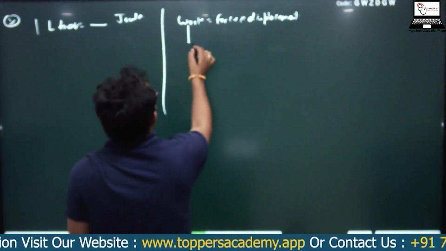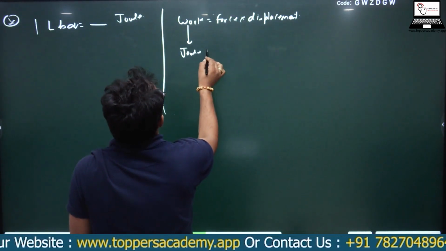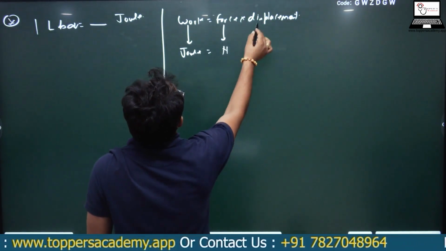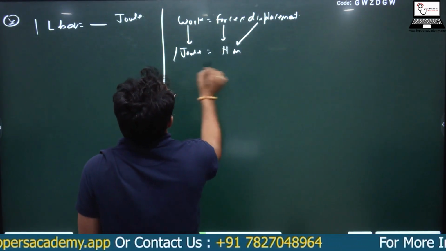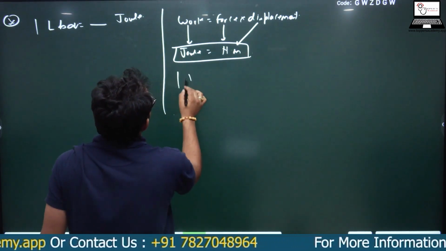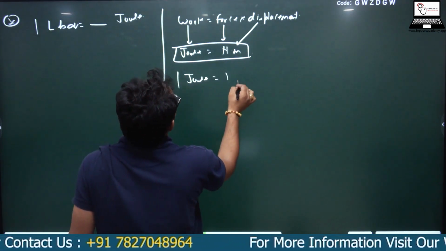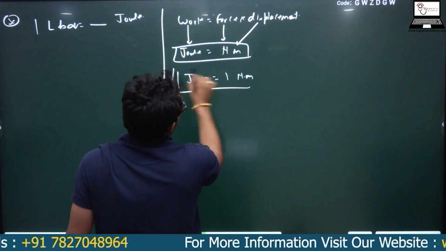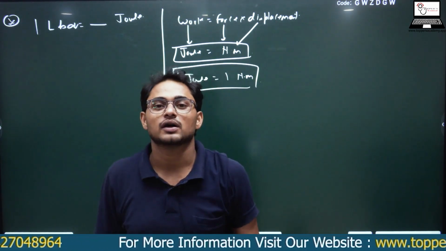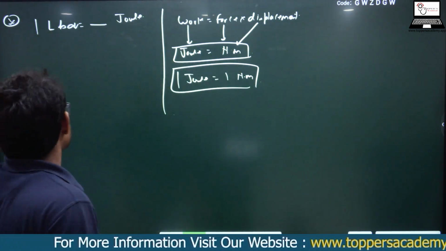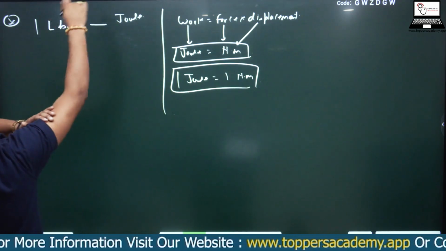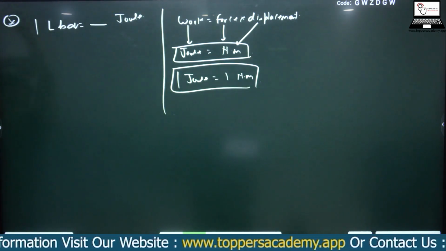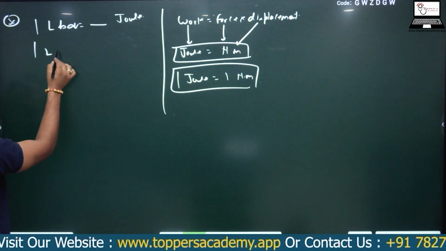So unit of work is joule. Unit of force is Newton, and unit of displacement is meter. So 1 joule or 1 Newton meter, both are the same thing. Newton meter and joule are the same. Okay. Now my dear student, 1 liter bar is equal to how many joule? You will have to calculate this.